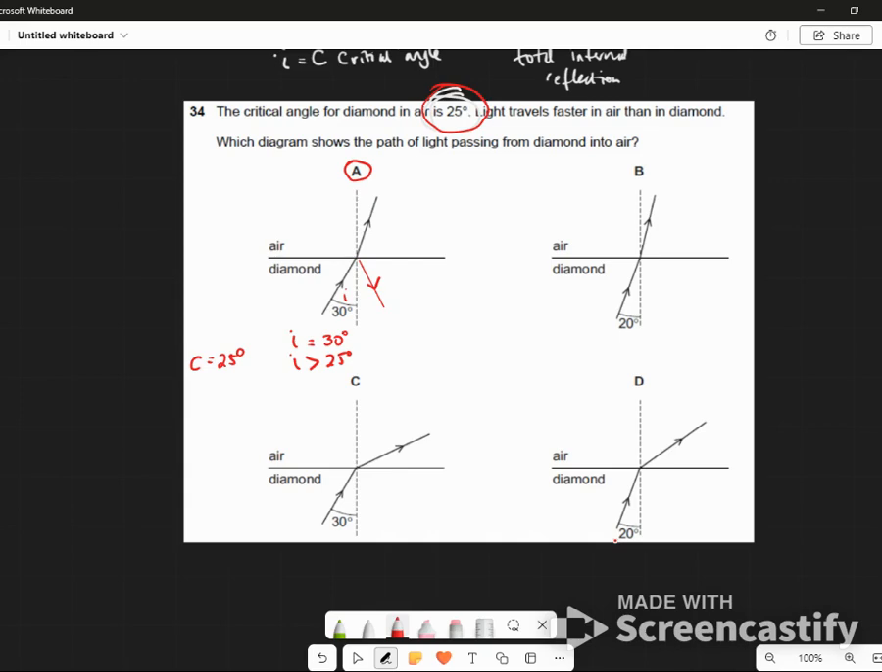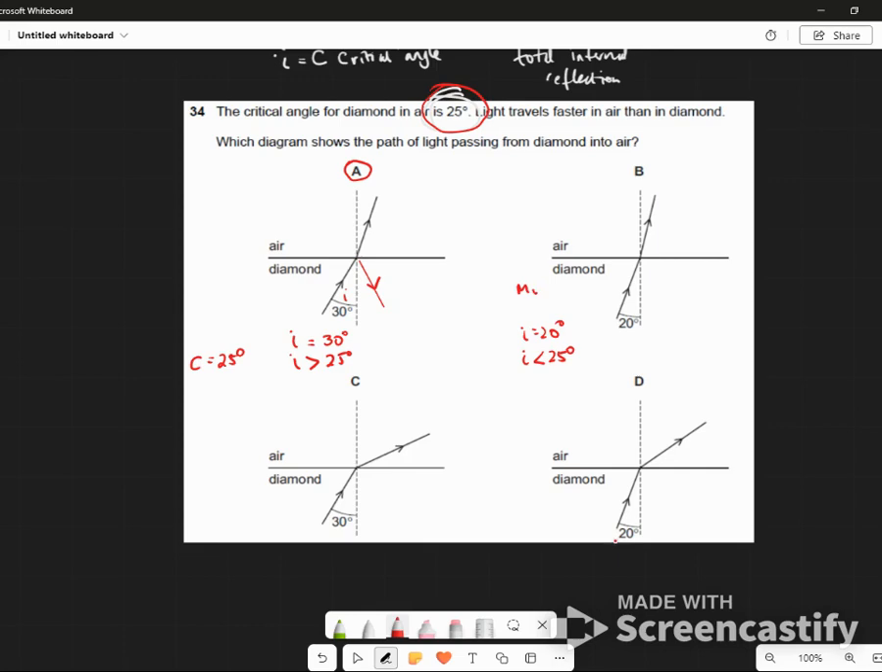What about B? Well, in this case, I is equal to 20 degrees and I is less than 25. Okay, so we won't get any type of internal reflection here. So is B correct? Is B correct? Anyone want to say, hey, Kyra's right. It's not correct because they're trying to trick us here.